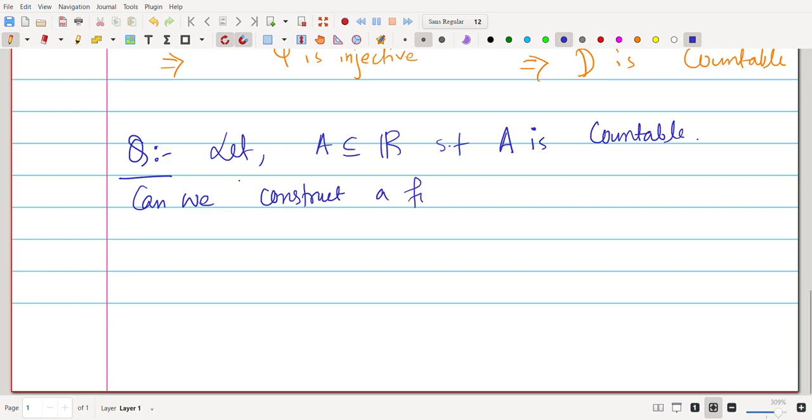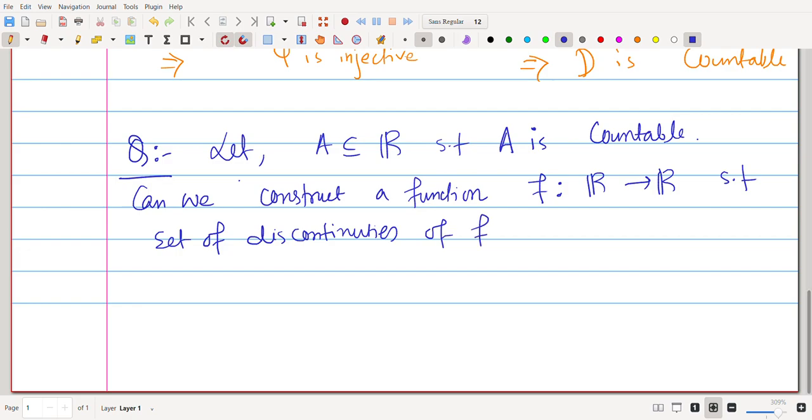Can we construct a function f from R to R such that the set of discontinuities, that means the points where f is discontinuous, is A? That means outside A it is continuous, on A it is discontinuous. Can we make it? If A is finite, you can easily make it. There is no issue. But I am talking about A being countable. That means A can be the set of integers, the set of natural numbers, or the set of rational numbers also, which is dense.